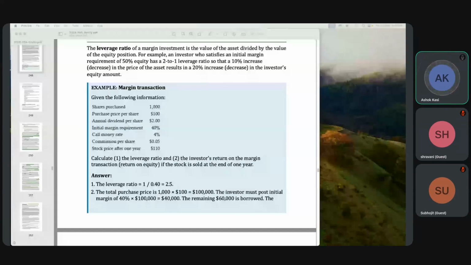Okay. So leverage ratio, I'll just quickly explain it again. Okay.